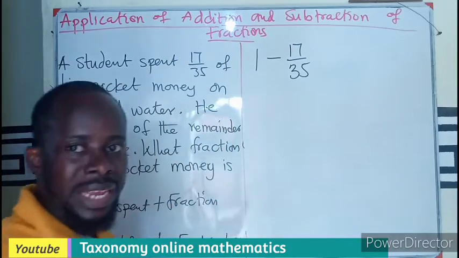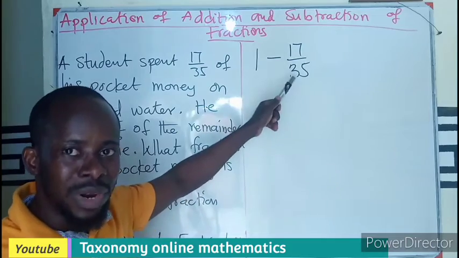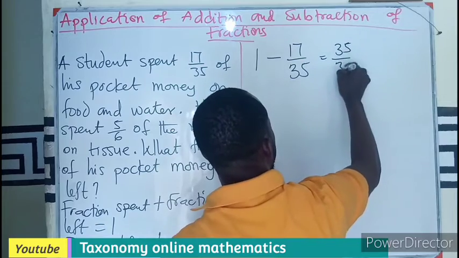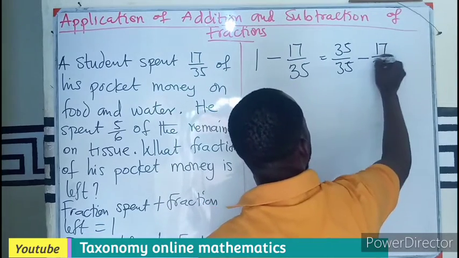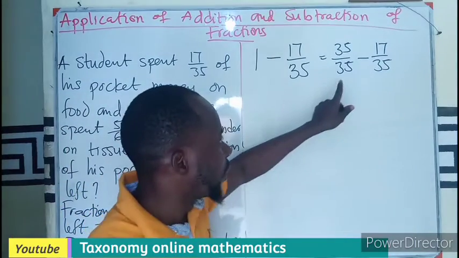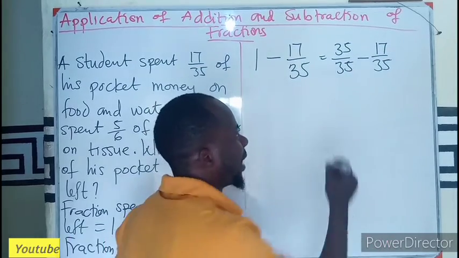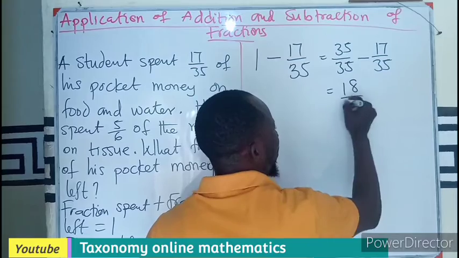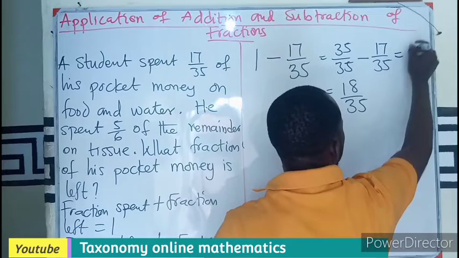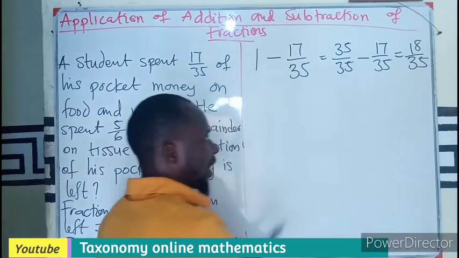And this 1 is the same as 35 over 35. The same common denominator. So we can do so by saying that 35 over 35 minus 17 over 35. 35 over 35 is 1, so we have not changed the fraction. The same denominator, we only subtract the numerator. And that will give us 18 over 35 as our answer. So if I can write that here, that is the fraction left.